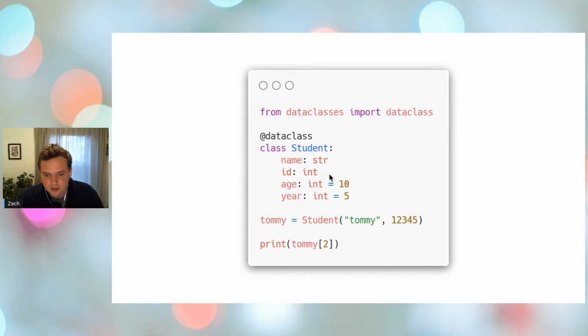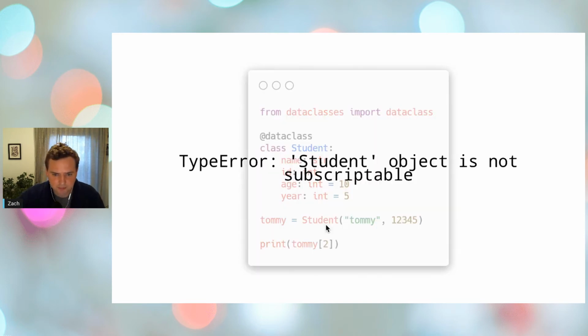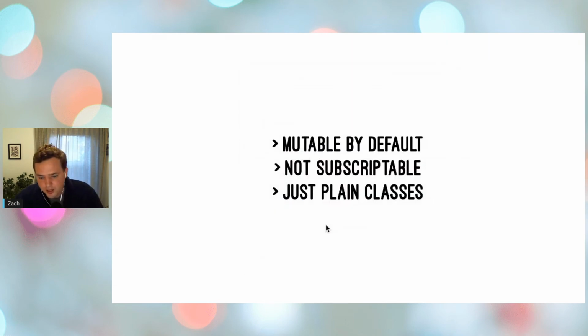So unlike the raw tuple, I can't just say, give me the third element on Tommy. You can only access them by name. So if I try this, I'll get a type error saying student object is not subscriptable. So just to recap, a data class is mutable by default. It's not subscriptable, and they are just plain Python classes.